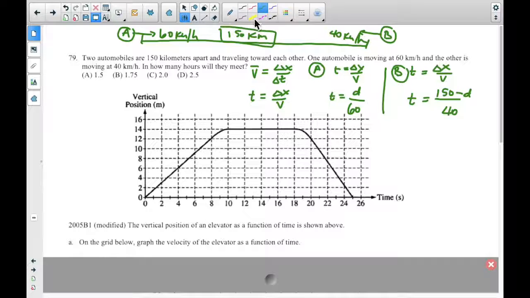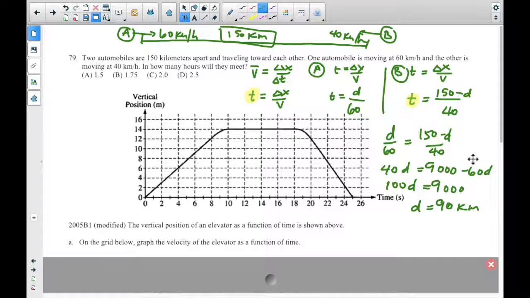Now, what I said a minute ago is that this time is equal to this time. The same amount of time it takes for car A to travel and meet is the same amount of time it takes for car B to travel and meet. And so we can now set these two equal to each other. I'm just going to set up a proportion and solve it. Okay, so I'm going to get 40d. When I go this way, I'm going to distribute and I get 9,000 minus 60d. I'm going to solve this equation and I get 90 kilometers.